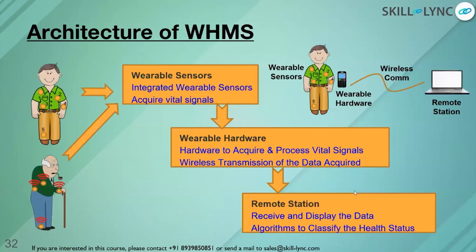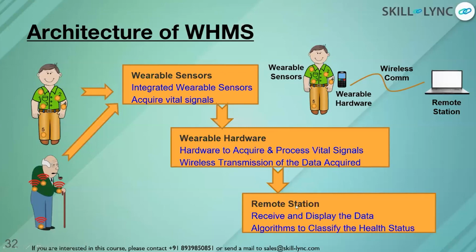So this is the architecture of a wearable health monitoring system, guys. It is the same as your IoT in healthcare architecture. As you could see, you will have sensors. Sensors will be acquiring vital parameters from the patients. From the sensors, it will be sent to the hardware. In the hardware, minimal processing will be done. I told you why: the internal processing is done in order to filter out the noise. And after filtering, the data will be wirelessly transmitted to the remote station.